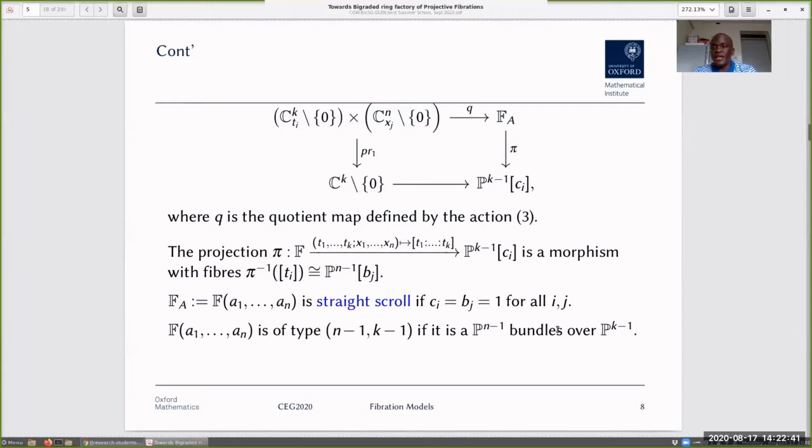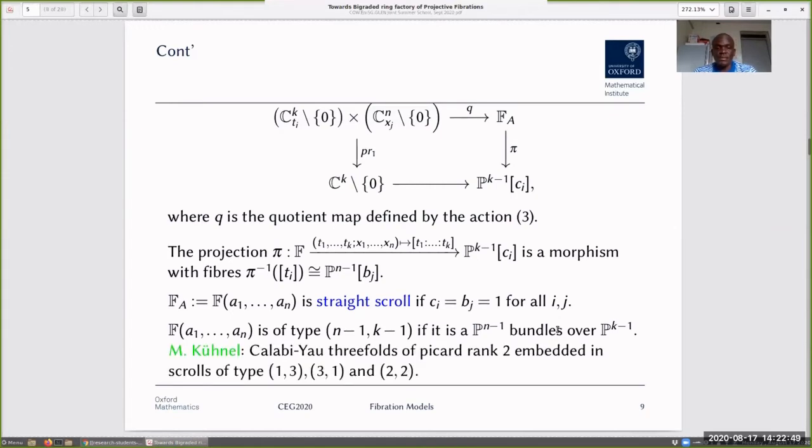that it is of type (n-1, k-1) if it is a P^(n-1) bundle over P^(k-1). Marco studied Calabi-Yau threefolds of Picard rank 2, which are embedded in scrolls of types (1,3), (3,1), and (2,2). So these are the places where you can find some of these nice objects.